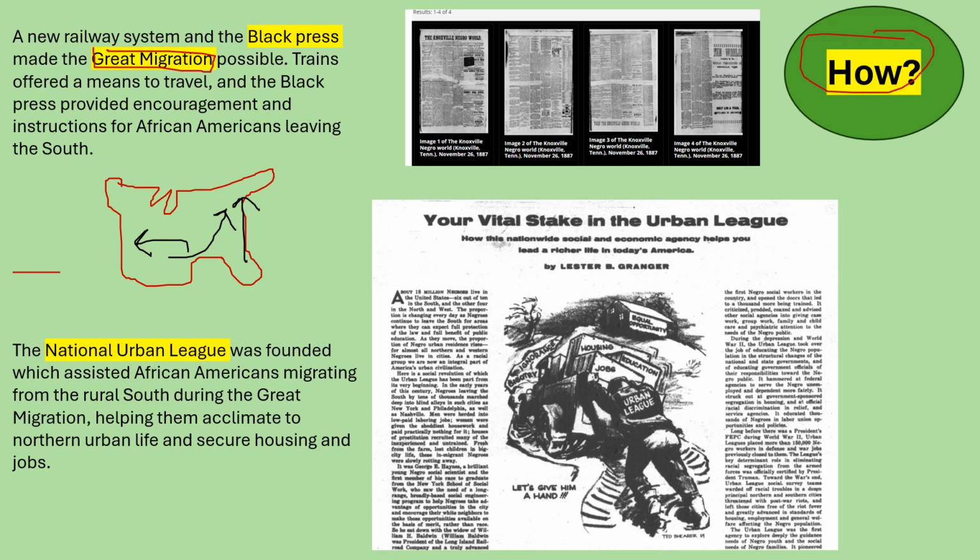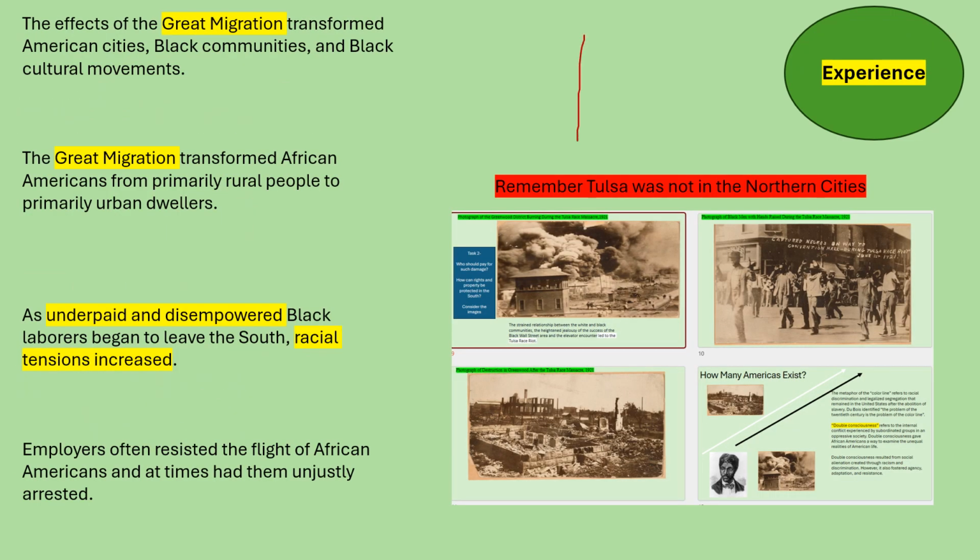You have organizations like the National Urban League that are trying to help. As you see in this particular image here, the Urban League advertises education, jobs, and housing, trying to convince people that they should move out of the South into a better, more hopeful life in some of those northern cities. We also do not want to forget about Tulsa and the burning of Black Wall Street. This is an example of some of the violence that would also prompt a Great Migration.